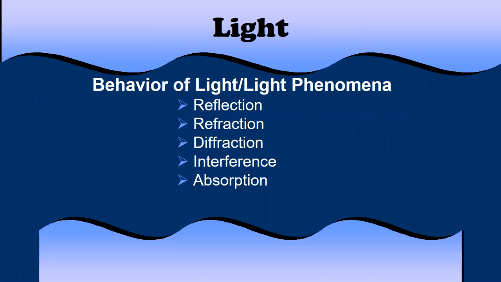All right, so we've been talking about light in this series of lessons, and light travels in waves, okay? It's energy, and light can behave in different ways. When light is shown, it can have reflection, refraction, diffraction, interference, or absorption.